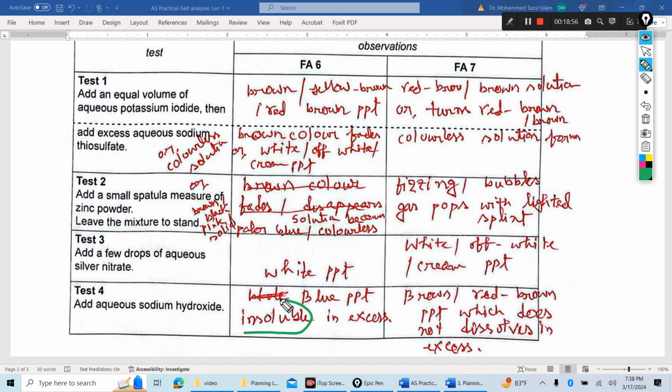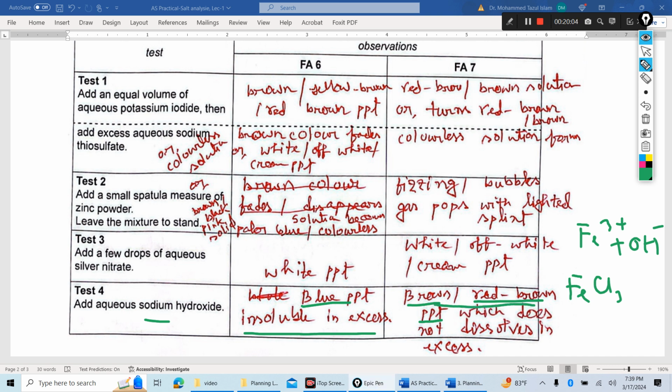Then insoluble: if you don't write this line, you will lose 1 mark. So you must write this precipitate does not dissolve in excess sodium hydroxide. Now Fa7 is iron 3 chloride, and iron 3 ion reacts with sodium hydroxide to produce iron 3 hydroxide. This is a brown or red-brown precipitate. So you will write red-brown precipitate is formed or brown precipitate is formed. Then you write precipitate does not dissolve in excess sodium hydroxide. For sodium hydroxide and ammonia solution, first you add a few drops, then you add more. After adding a few drops, you write what color precipitate is formed. Here a blue precipitate forms; here a brown or red-brown precipitate is formed.